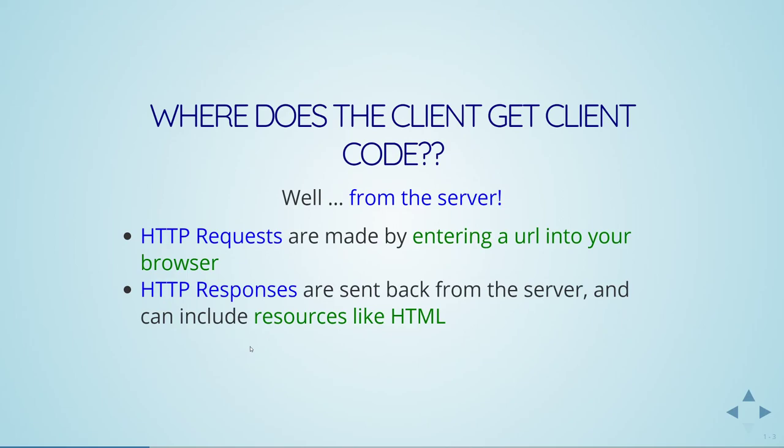So where does the client get its client code from? Well, the server. When you go to your browser and type in something like google.ca, this is going to send an HTTP request to a server somewhere, to a Google server. It's going to get processed by a DNS first, but let's forget about that for the moment. Eventually it'll end up at one of Google's servers. It's going to receive this HTTP request and send an HTTP response back. In that instance, with google.ca, it's going to send back a resource, an HTML page, and that will be your Google page that you like to make searches from.